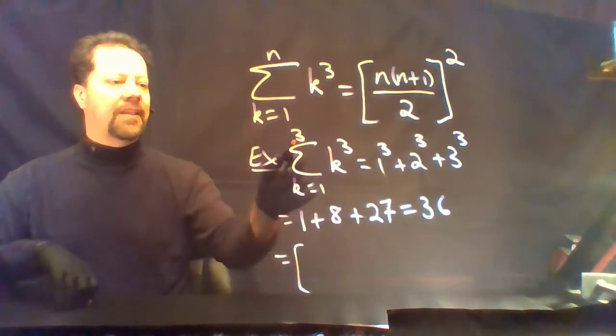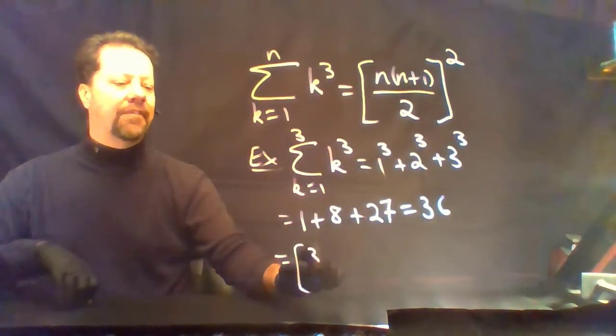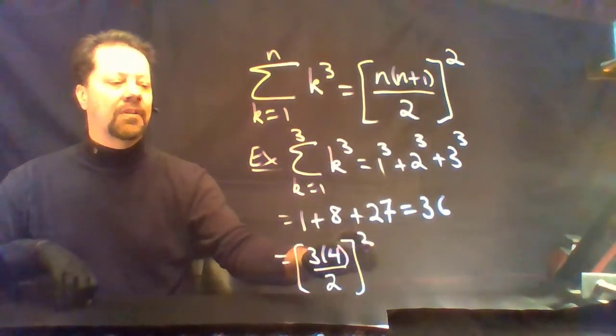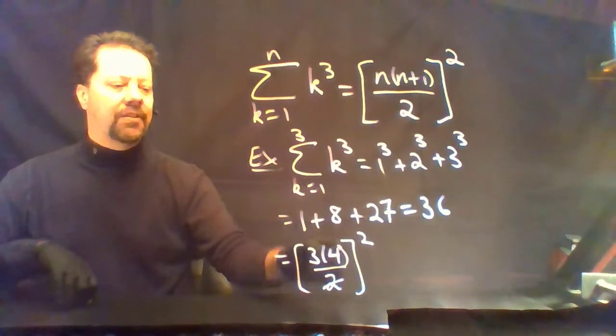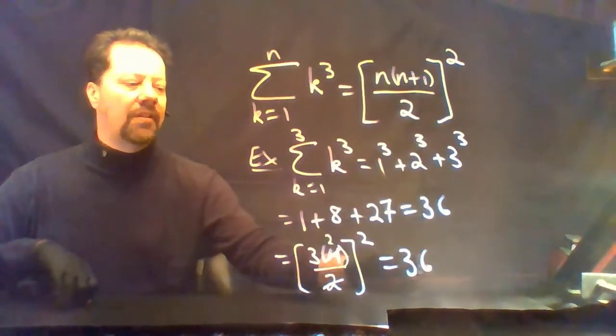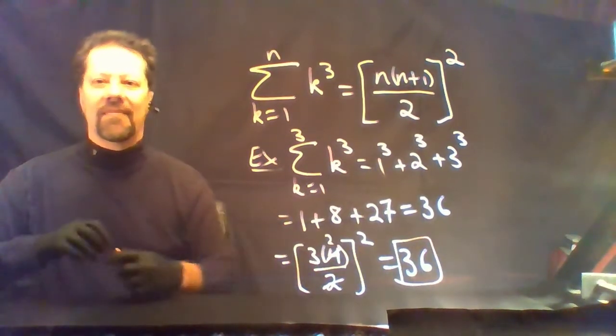Alternatively, with n equals 3, we have 3 times 4 divided by 2, quantity squared. 2 goes into 4 twice. 2 times 3 is 6, squared is 36. This gives 3 formulas that I require that you remember. You're going to need to know these formulas in the work that we're going to be doing in this chapter.